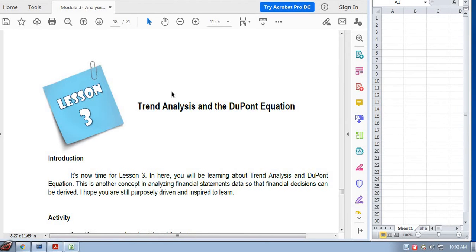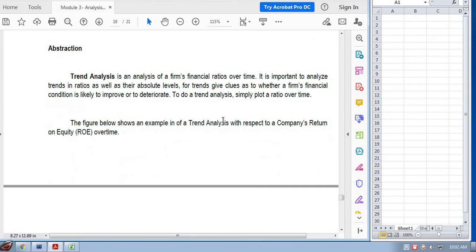Okay, so good day once again, students, and we are already at the last lesson of Module 3, the analysis of financial statements. And this time, the topic will be about trend analysis and the DuPont equation. Okay, so we'll now proceed to the lesson proper.